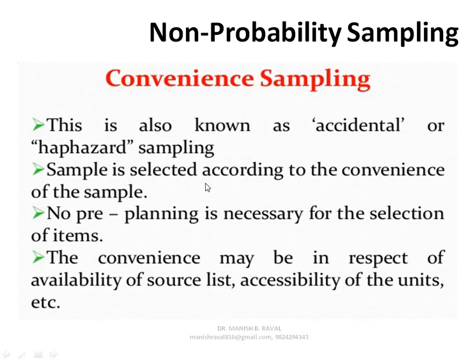The sample is selected according to the convenience of the researcher. No pre-planning is necessary for the selection of items. The convenience may be in respect of availability of the source list or accessibility of the units, etc. On whatever basis it is comfortable for the researcher, he will find the sample accordingly. So that is considered convenience sampling.